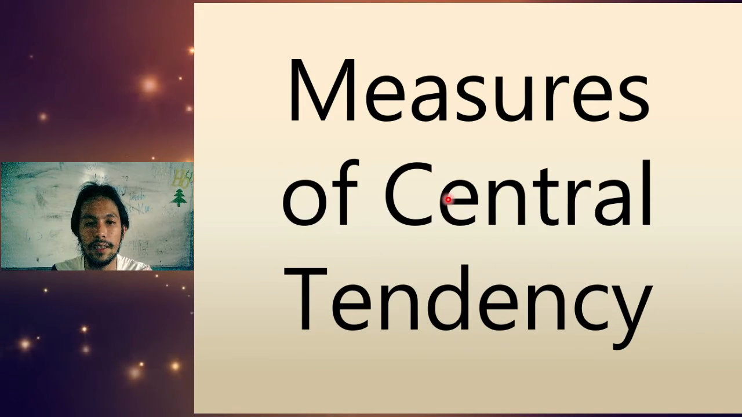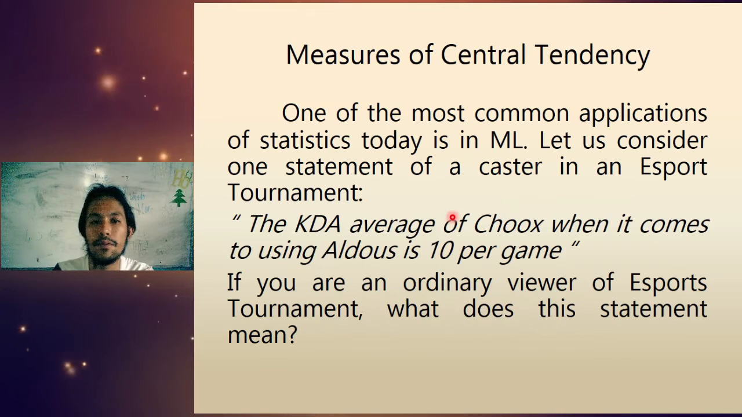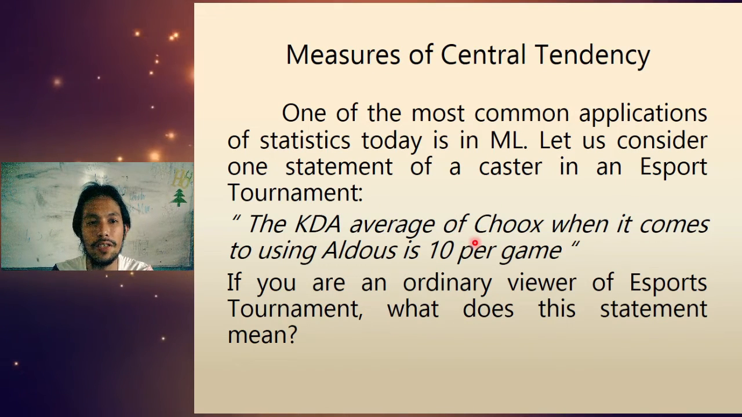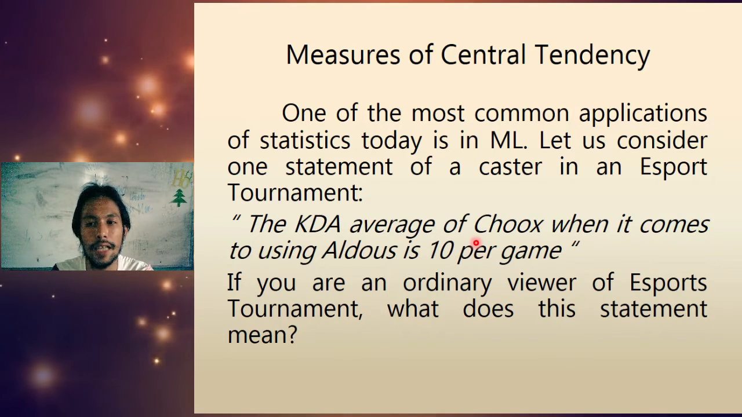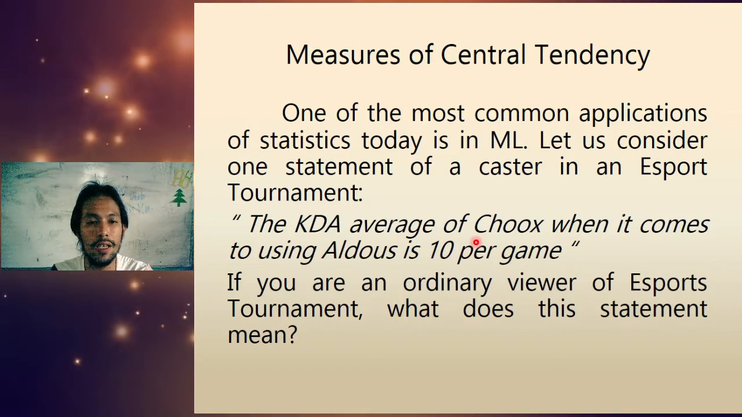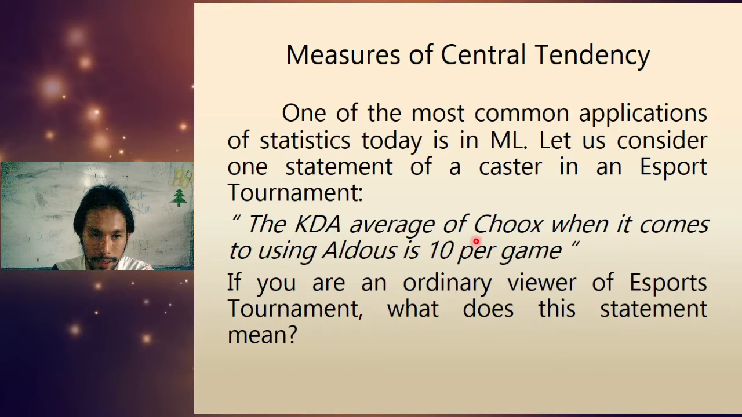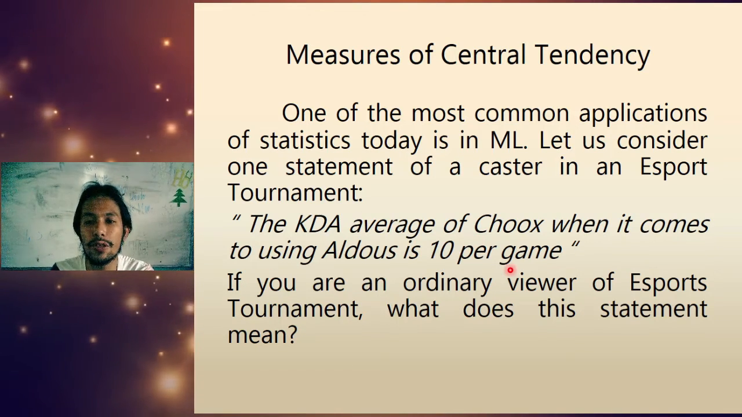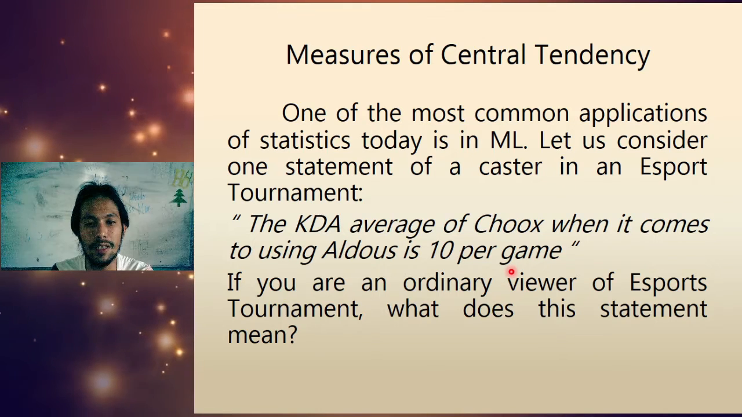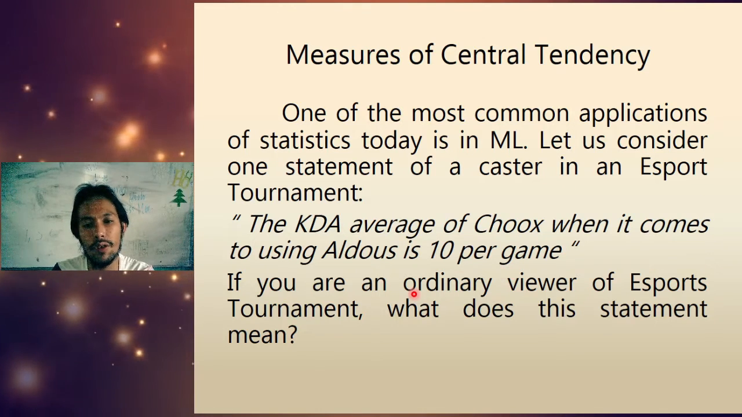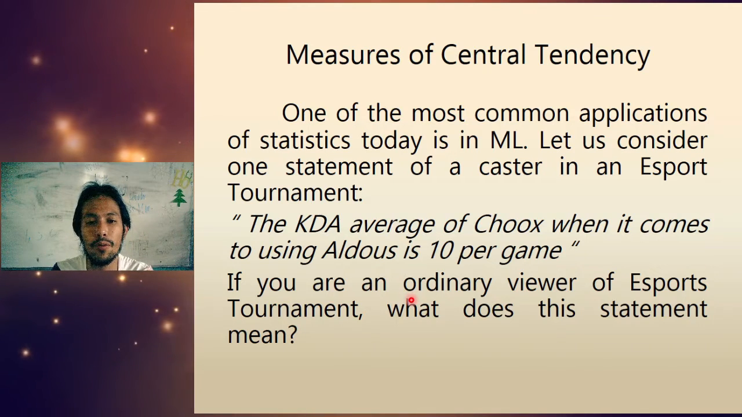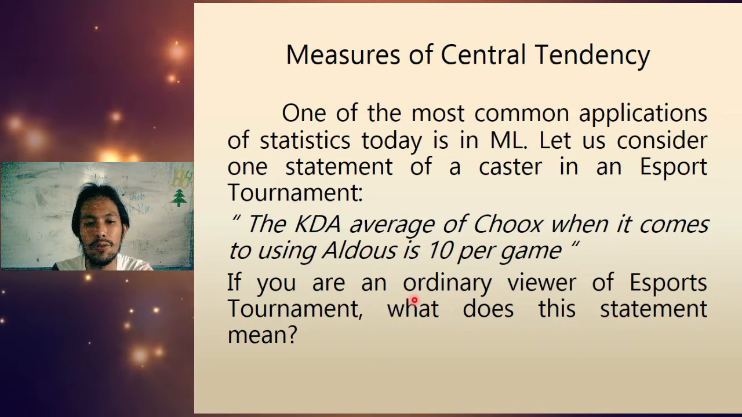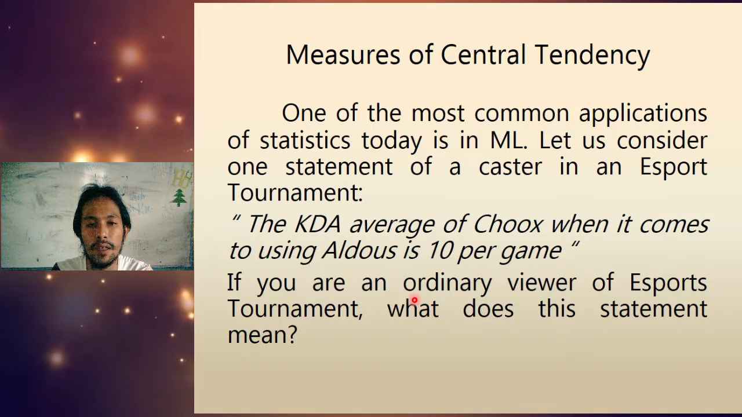So next, ari na ta sa measures of central tendency. So one of the most common applications of statistics today is in ML. Let us consider one statement of a caster in an e-sport tournament. So the KDA, kill death assist, average of kills when it comes to using Aldous is 10 per game. So if you are an ordinary viewer of an esports tournament, what does this statement mean? Wala ta'y bawaan, so wala ra gyud siya'y bili.